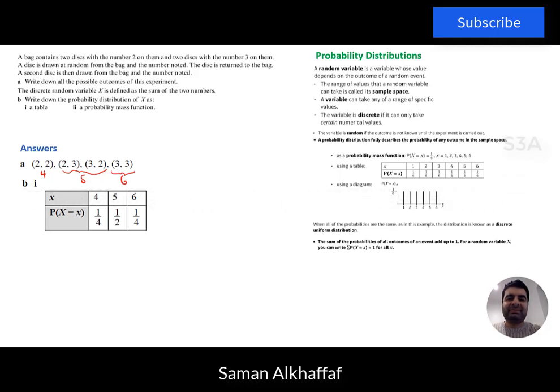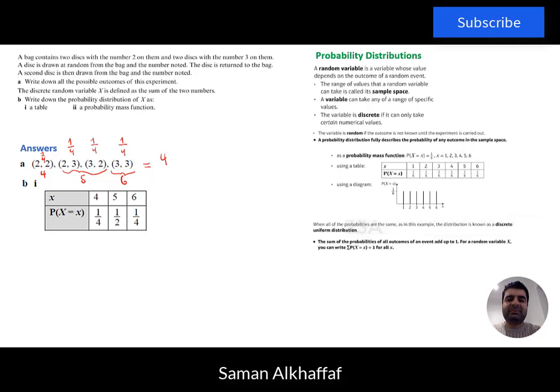So out of 4 possibilities, to get 6 is 1 out of 4. To get 5 is a half, because 2 quarters, so you can add a quarter plus a quarter. And to have also 2 and 2, that's another quarter here. So this is how we populated our table for this part.